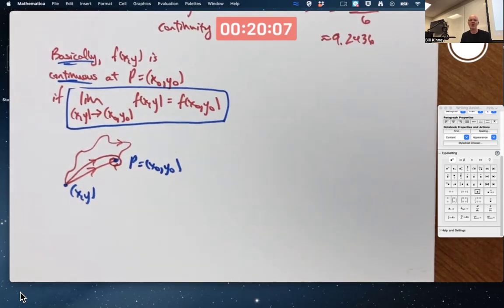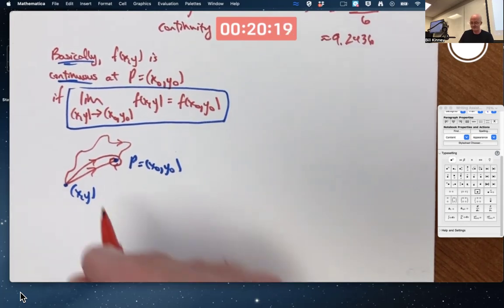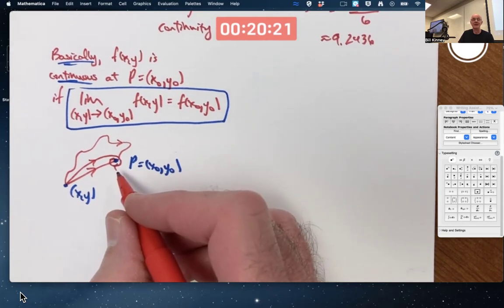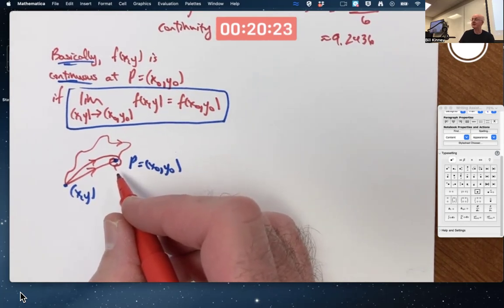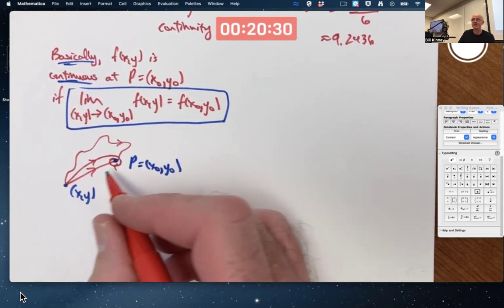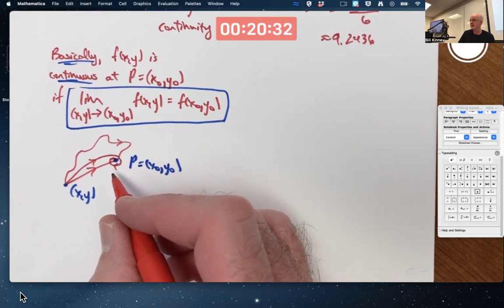Could we let xy approach P in those different ways? Or maybe another question is, should we allow xy to approach P in those different ways? The answer is yes and yes. We can let xy approach P in those different ways, and in fact, we should allow it to approach P in those different ways. Infinitely many directions of approach and infinitely many curves of approach.